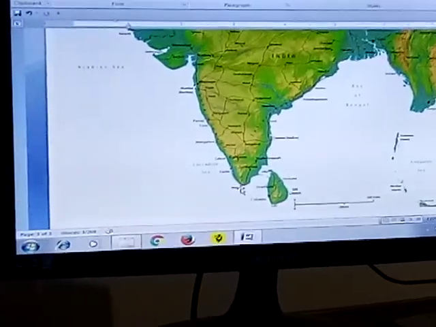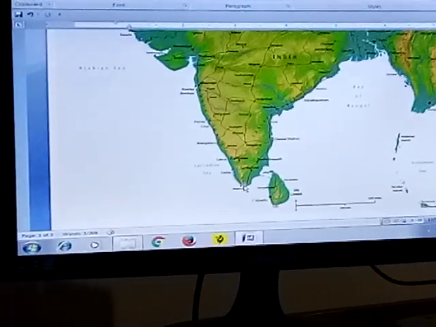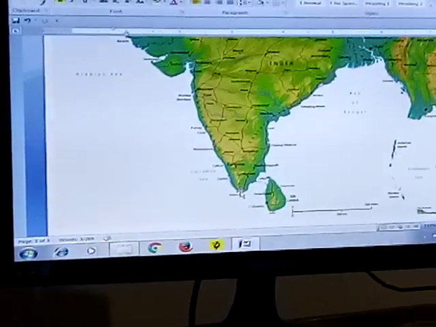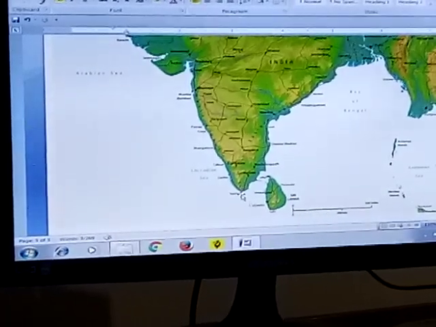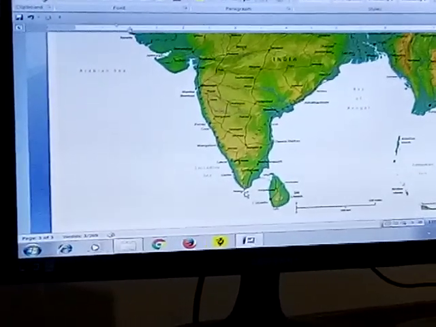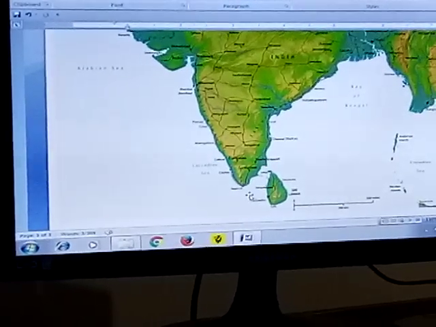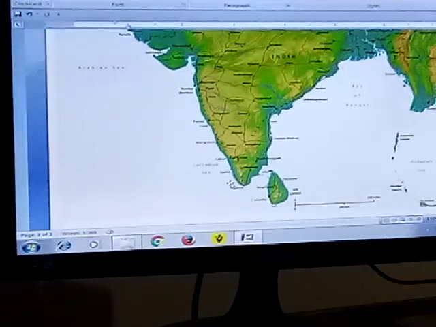However, the place which the southwest monsoon hits first, the southernmost tip of India, is called Kanyakumari, which is in Tamil Nadu. But state-wise, the state number one is Kerala. It hits in Kerala.